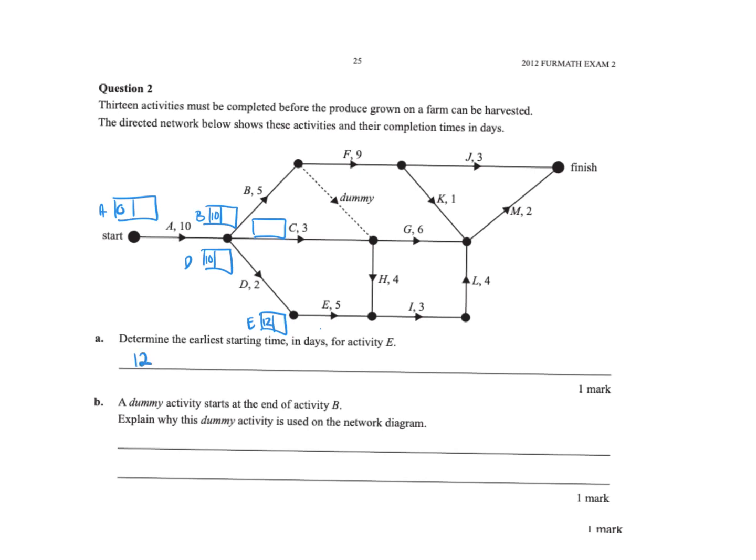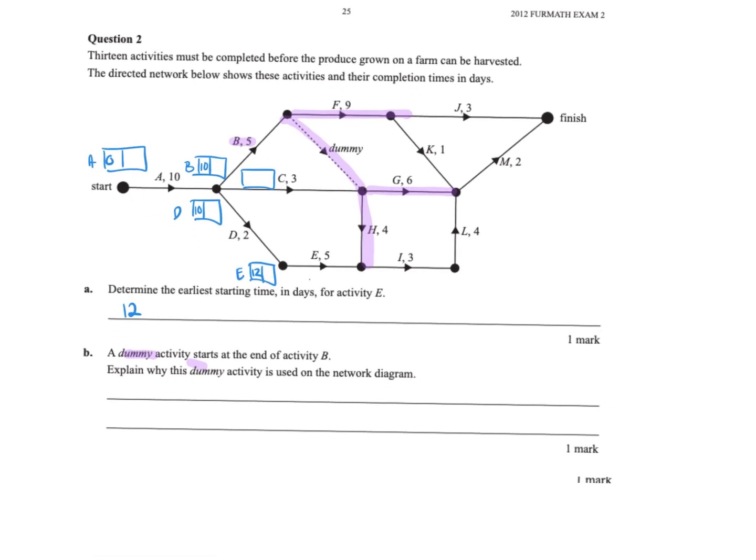A dummy activity starts at the end of activity B. So we can see the dummy, yep. Explain why this dummy activity is used on the network in the diagram. So obviously B needs to be completed before G and H can happen, as well as F. So we needed the dummy in there. Just to write that out, so you've got an answer, I'll pop it in.